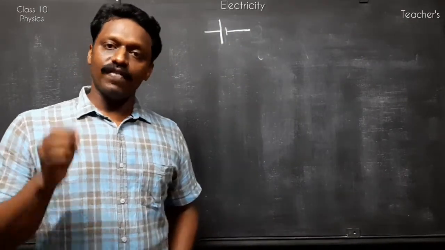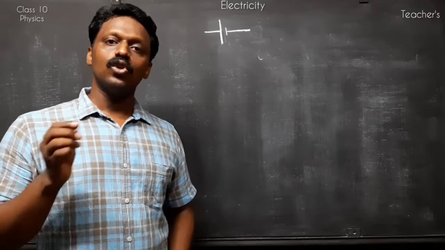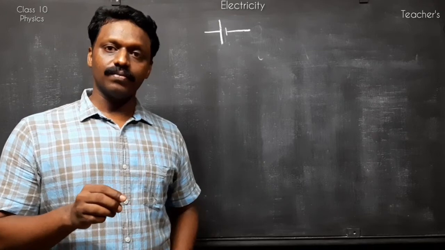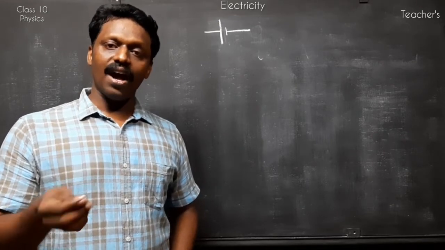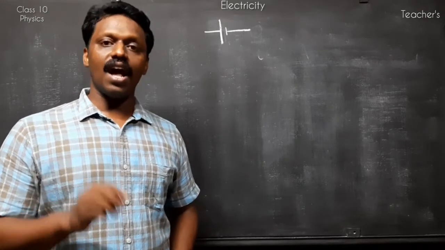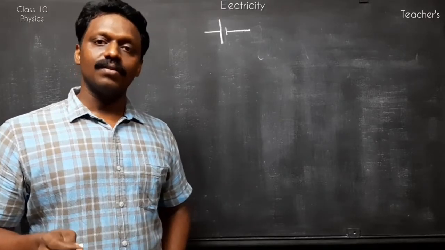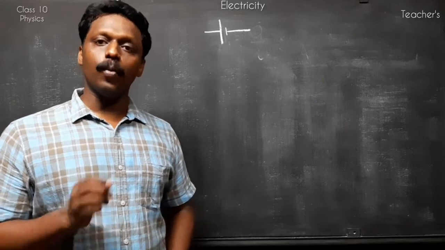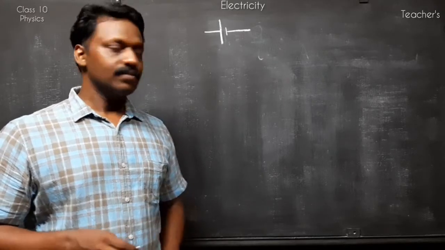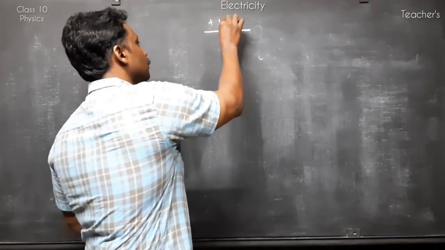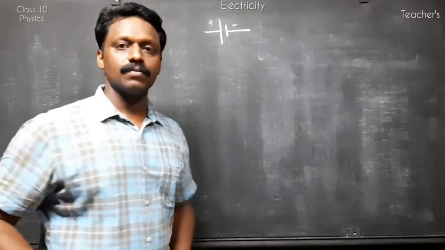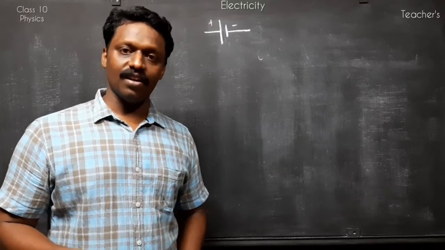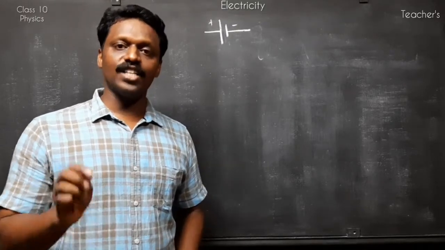The symbol of a single cell consists of two parallel vertical lines, one thin and long and the other thick and short. The longer vertical line represents the positive terminal of the cell, so it is marked with a plus, whereas the shorter vertical line represents the negative terminal of the cell, so it is marked with a negative sign.